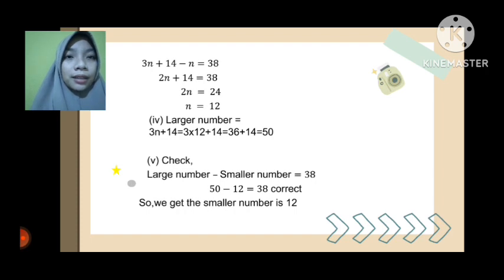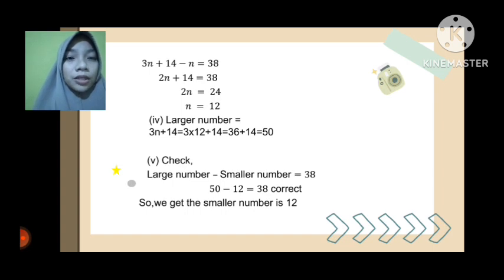We get 2n, and then this equation will be 2n plus 14 is equal to 38. We move the 14 to the other side, and then we get 2n equals 24. And then we divide 24 by 2, and then we get n is 12. Before we say the small number is 12, we can check it by finding the large number.